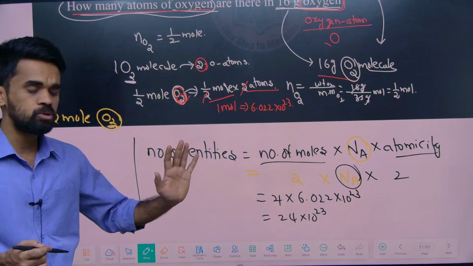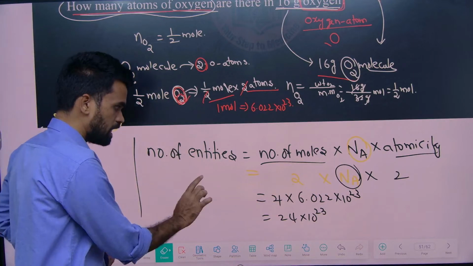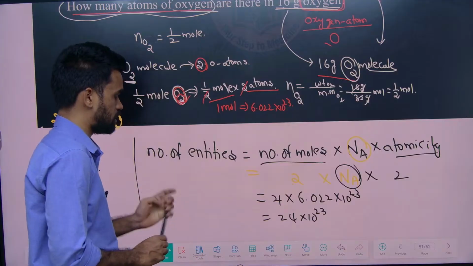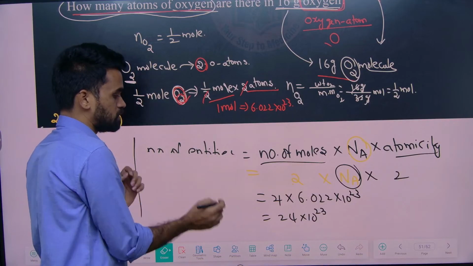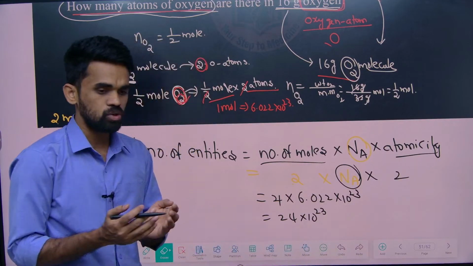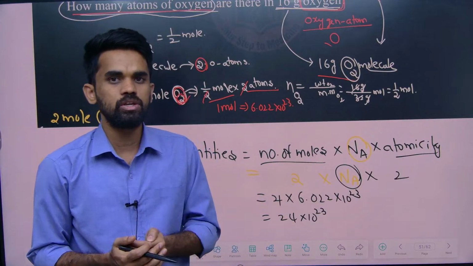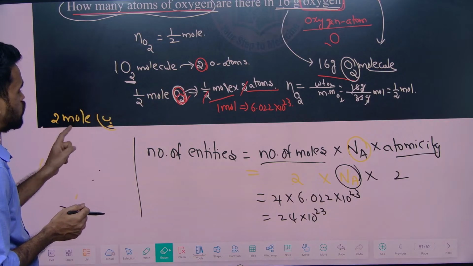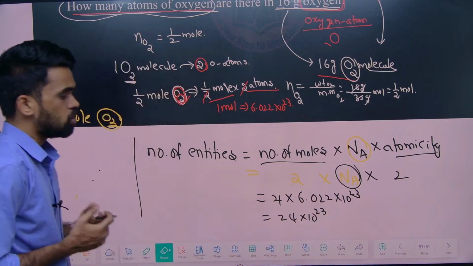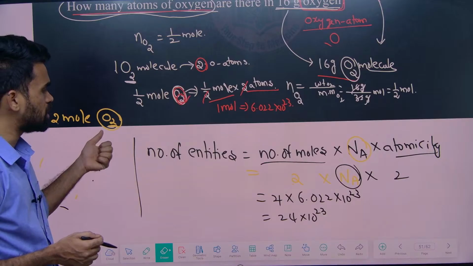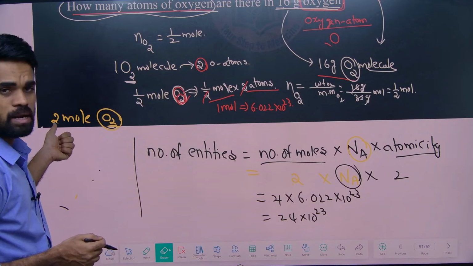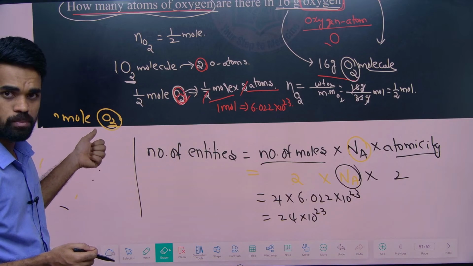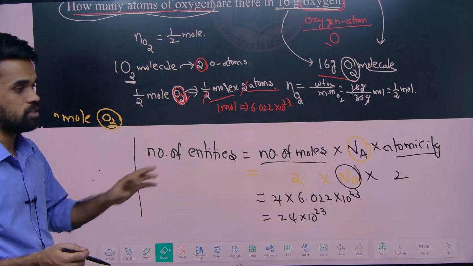I hope up to here it is clear. If not, once again look into this, I will be explaining. When they ask number of atoms, like entities, they may ask you number of atoms in the given molecule by giving some quantity. See, number of atoms in 2 moles of oxygen molecule. So how can you do? Oxygen molecule means given number of moles multiplied with Avogadro number multiplied with atomicity. That's it, like this.